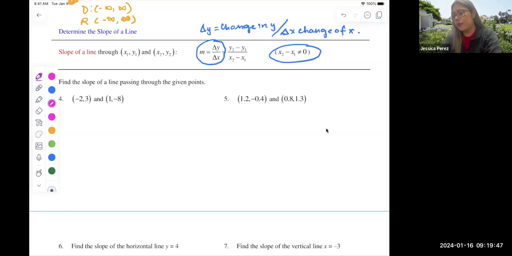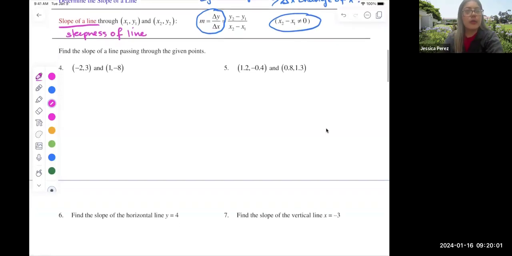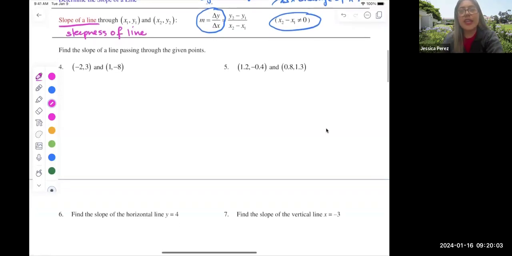So what is a slope, by the way? The slope also defines the steepness of a line. How steep is it? The bigger the slope, the steeper the line, okay? We can have positive slopes, negative slopes, and 0. So let's go ahead and talk about the slopes of lines. Find the slope of the line passing through the given points.